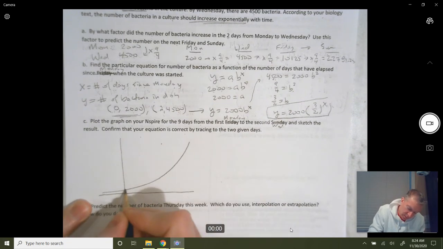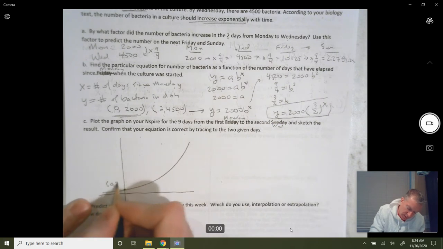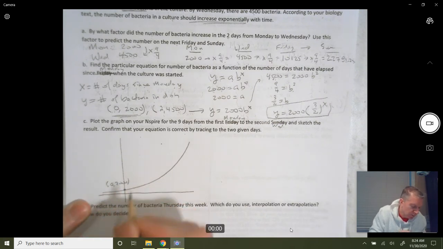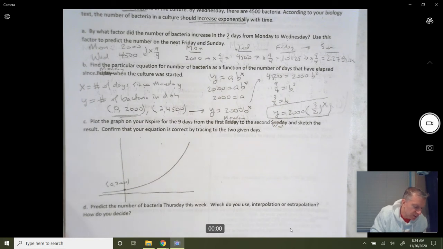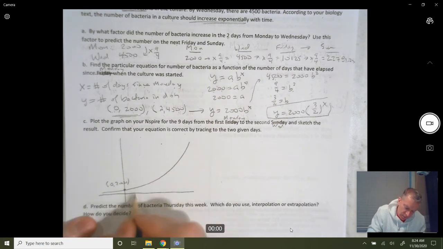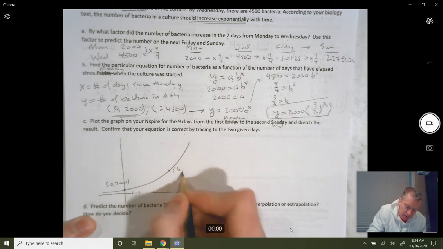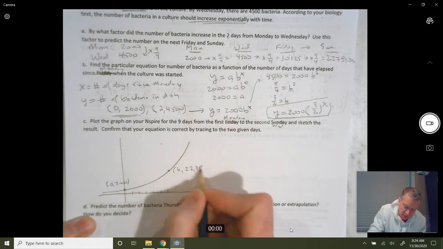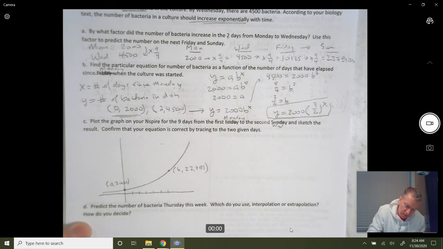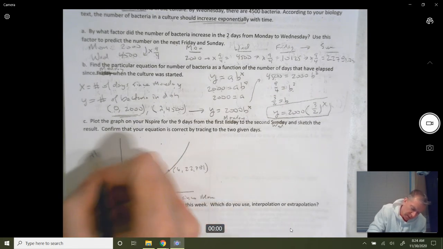We know that this was the point 0, 2,000. We can plug in a point, let's say 6: 1, 2, 3, 4, 5, 6. So this was 6, 22,781. Okay. Number of days since Monday. Number of bacteria.